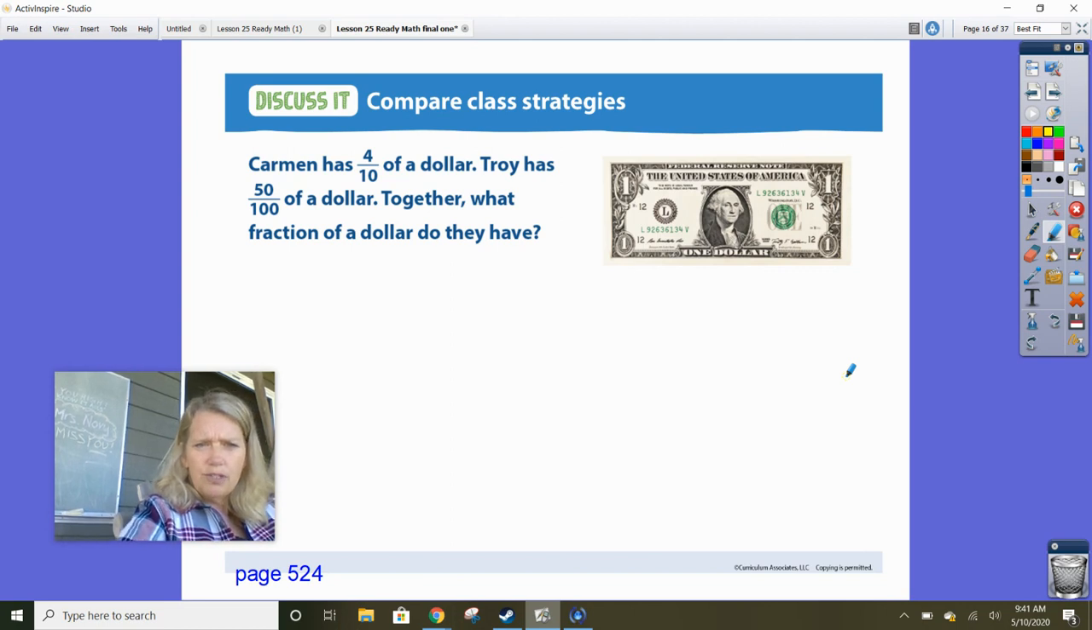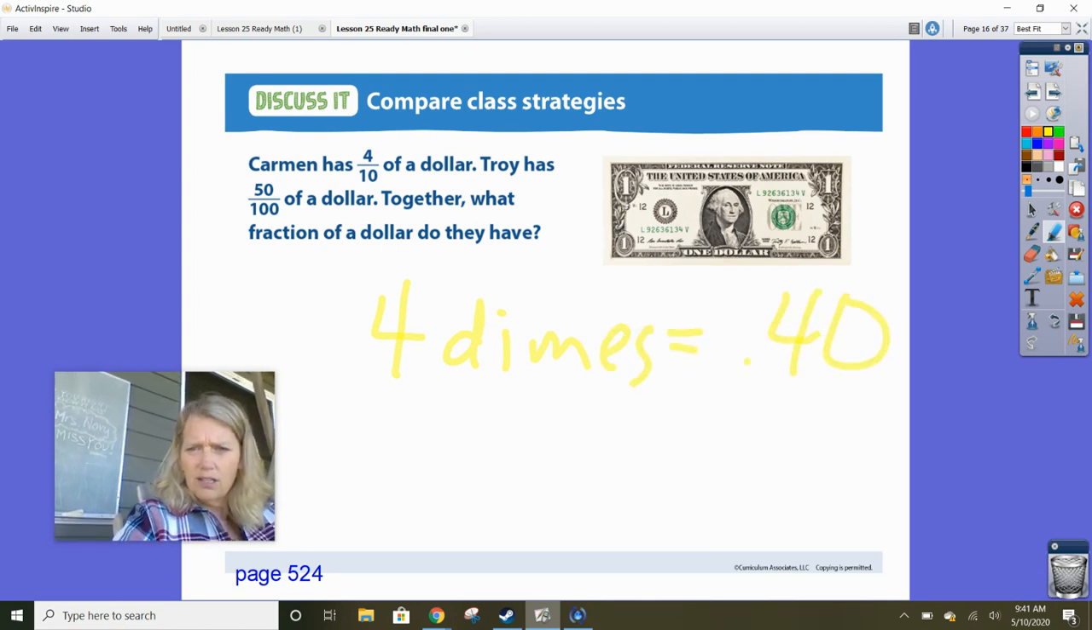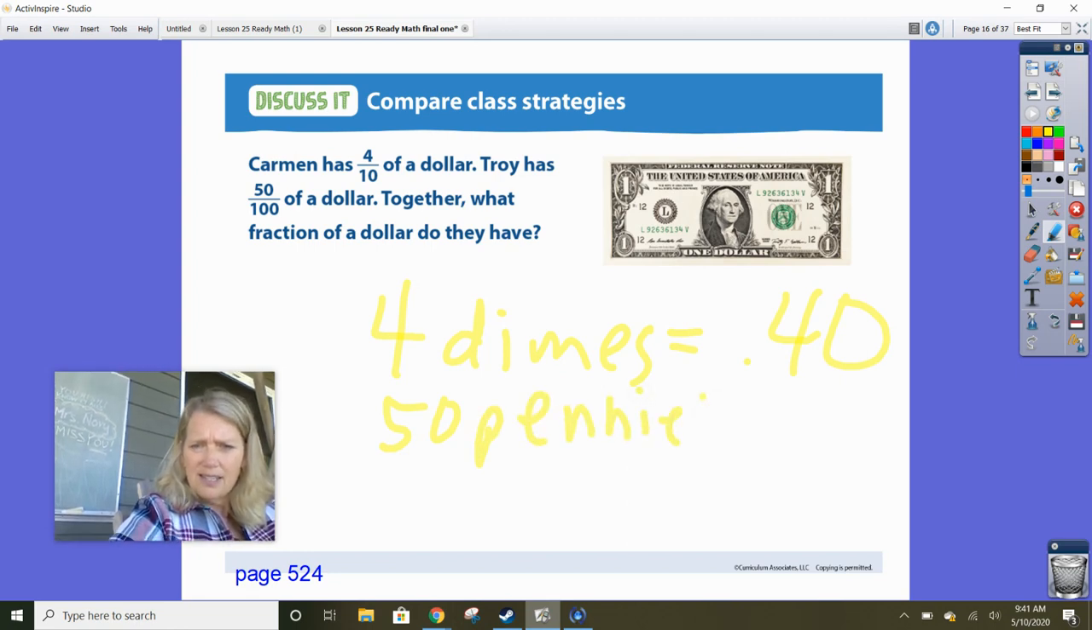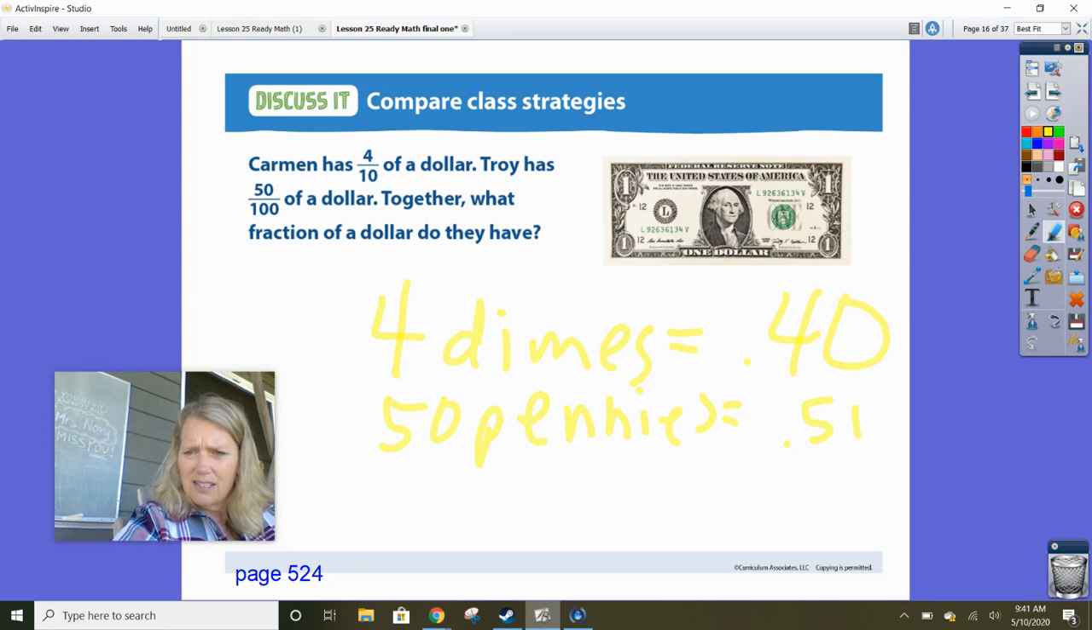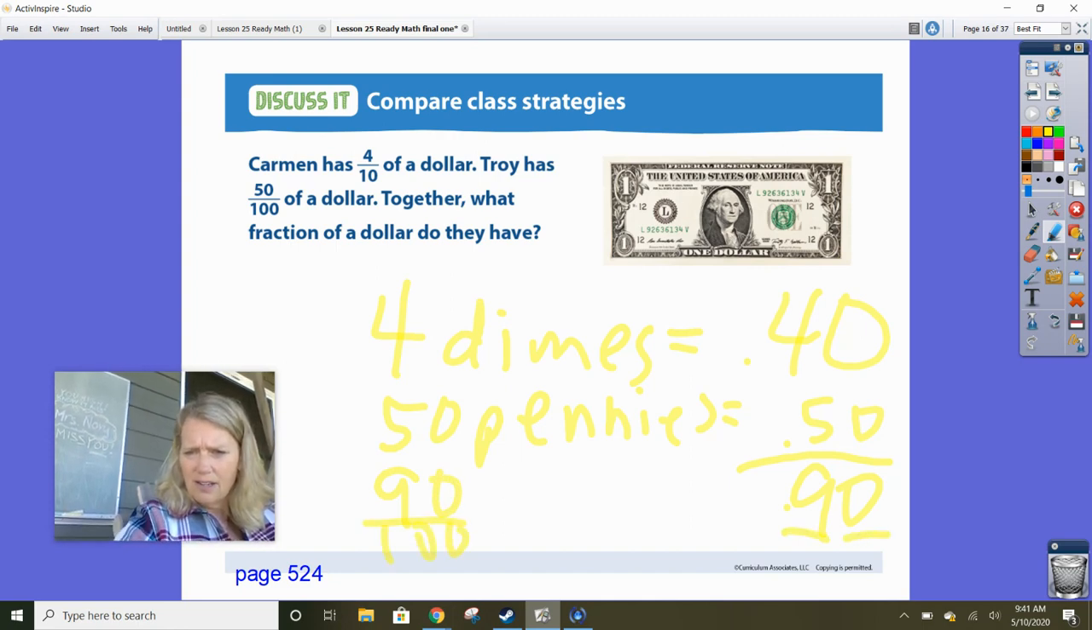If you were going to do decimals, 4/10 is 4 dimes, right? So 4 dimes would equal 0.4, 40 cents. And then if you were going to change 50 hundredths to 50 pennies, 50 pennies equals 50 cents. So then you could add it up, 90 cents. And to write 90 cents, two ways. You can write it as 90 hundredths, because see, we have hundredths placed there. Or you could just say 9/10, just for that place.